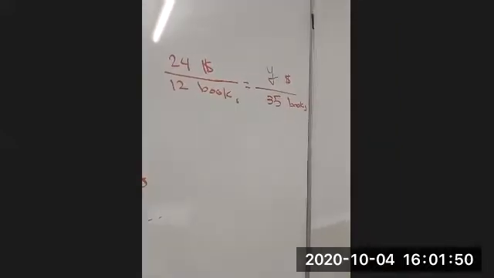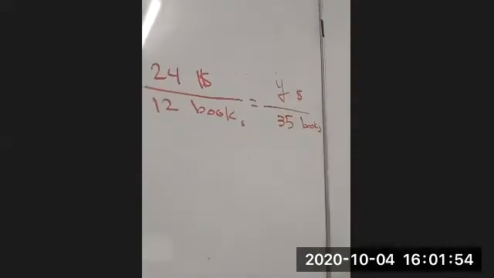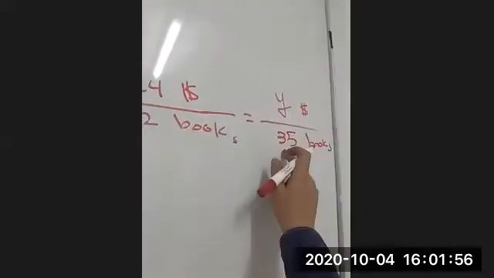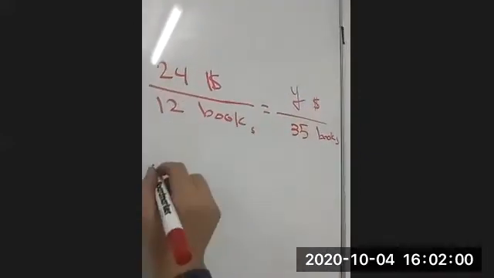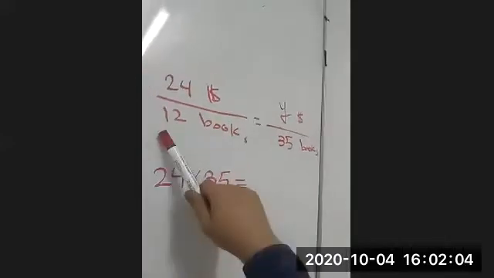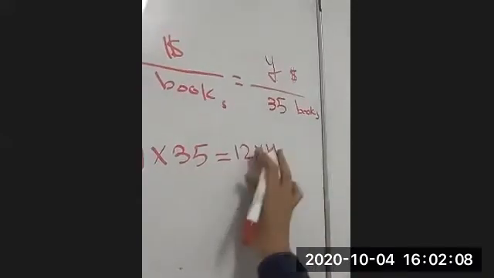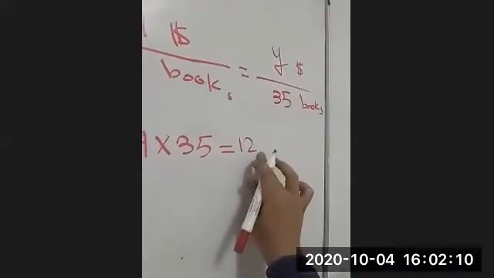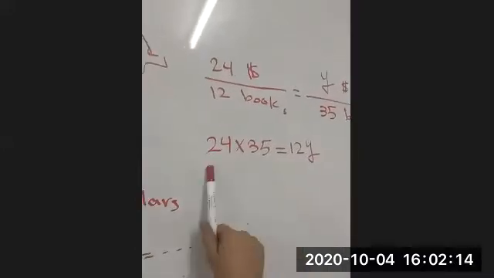We'll do the cross product. Excellent. 24 multiply 35 equals 12 multiply y. Don't write 12 multiply y, write 12y directly. This is algebra.